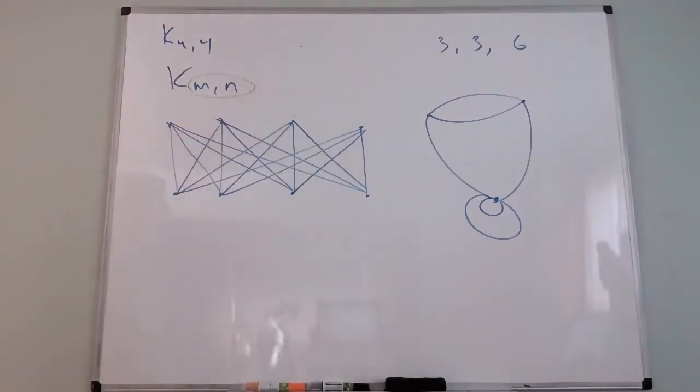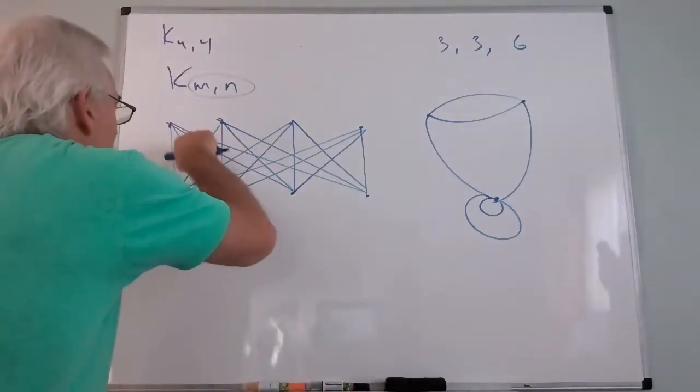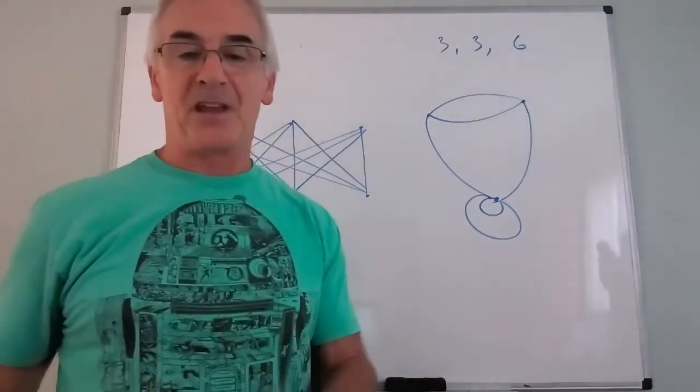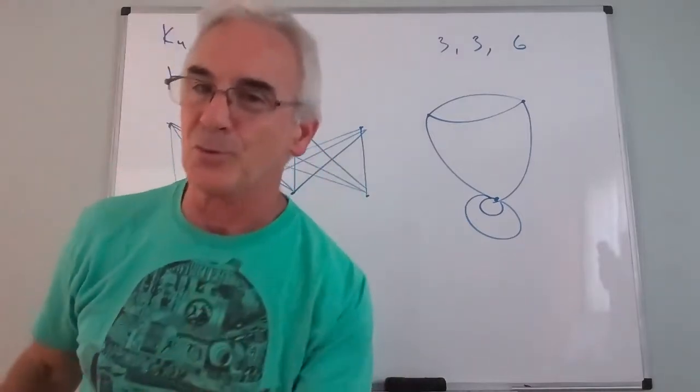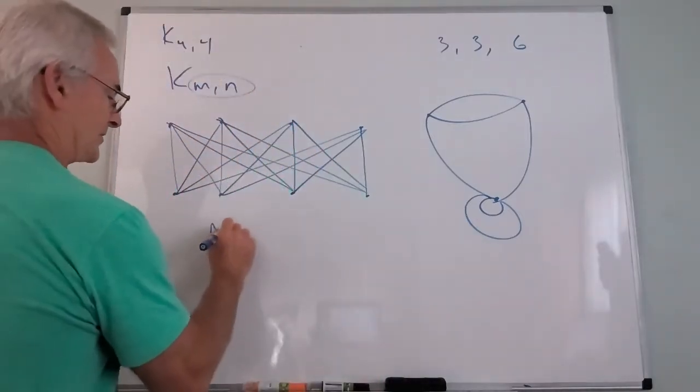M times N. M times N. That's critical that we recognize that, because otherwise you're sitting going 1, 2, 3. It's too much work. Now, the second half of the question said, what is the degree of the graph? There are 16 edges. What's the degree?